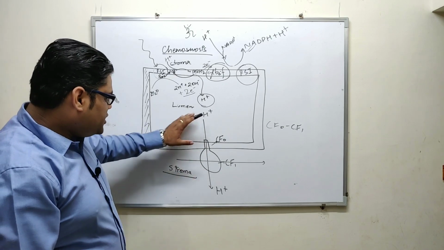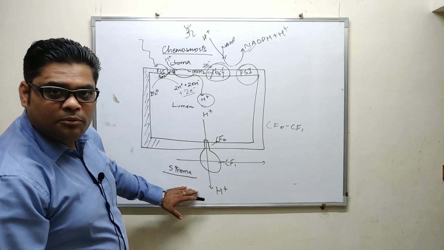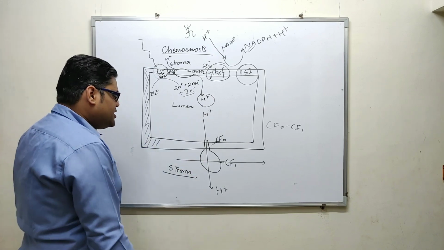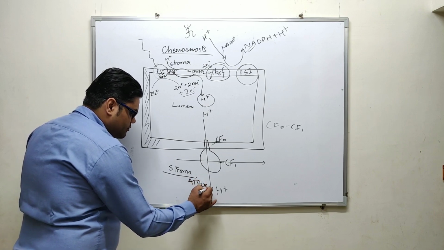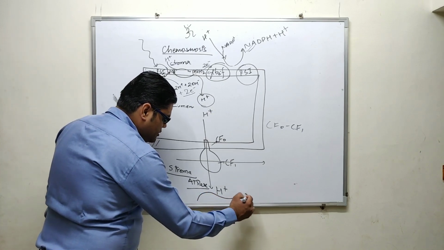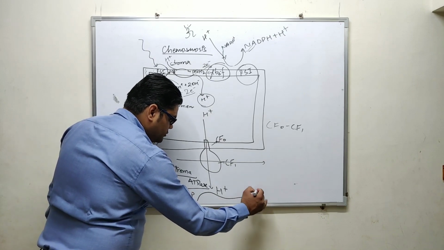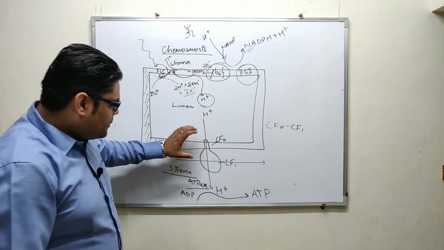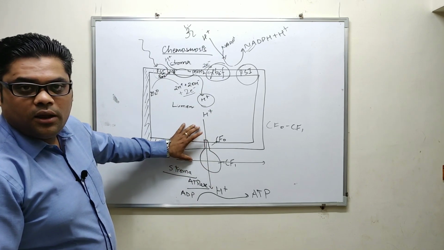So this electrochemical gradient, basically it is an exothermic reaction. It gives off energy and that energy is utilized by ATP synthase or ATPase enzyme, and with the help of this ATPase enzyme, what happens? ADP is forming what? ATP.